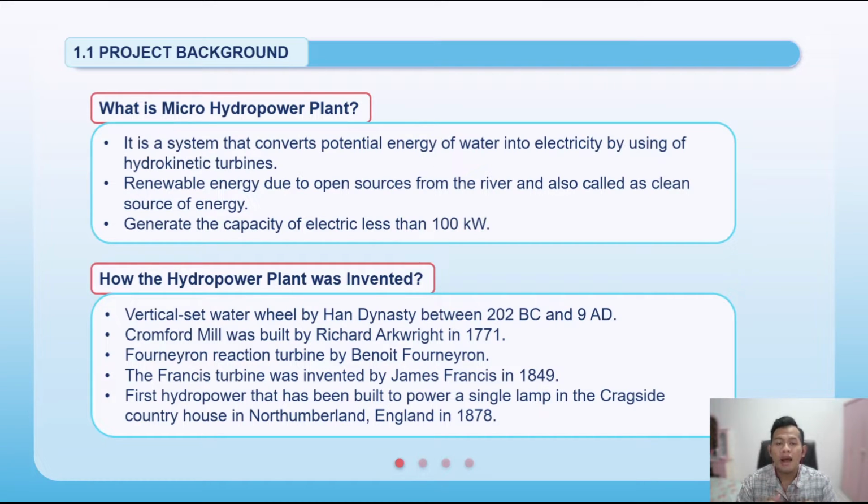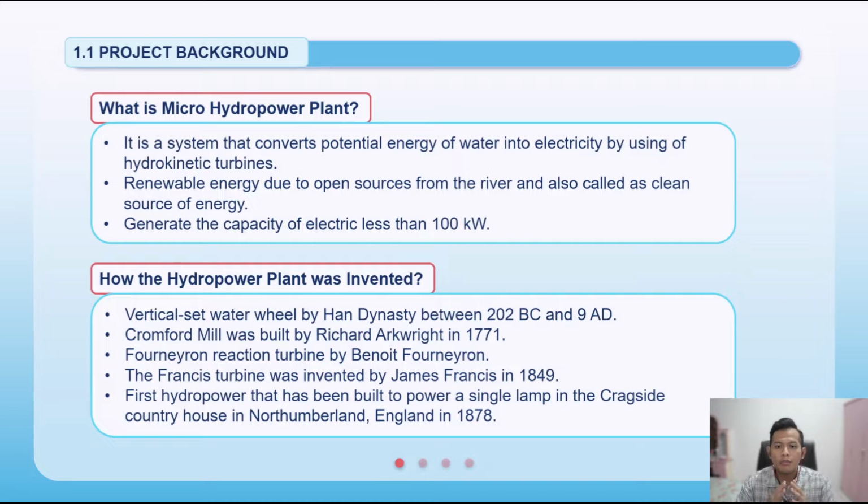So, how was the hydropower plant invented? It started with the vertical set water wheel by the Han Dynasty between 202 BC and 9 AD. At that time, to pound and hull grain, split ore and make early paper, they were using trip hammers. These activities were powered by the vertical set water wheel. The existence of water is one of the sources that corresponds with re-energizing the economy.